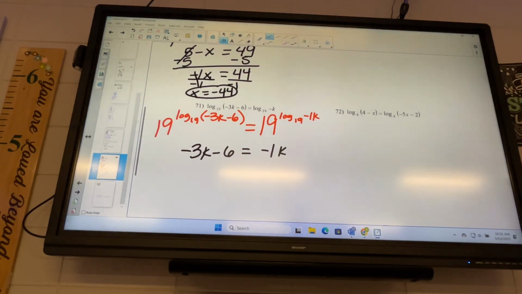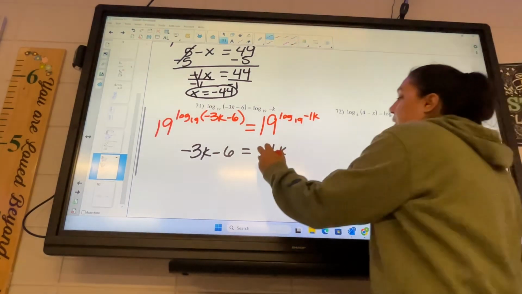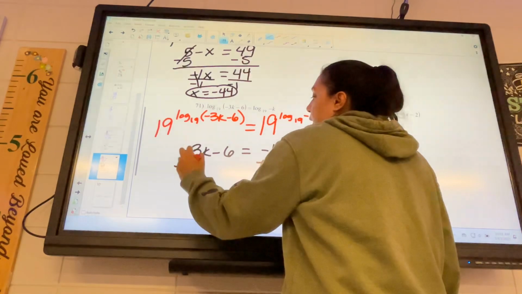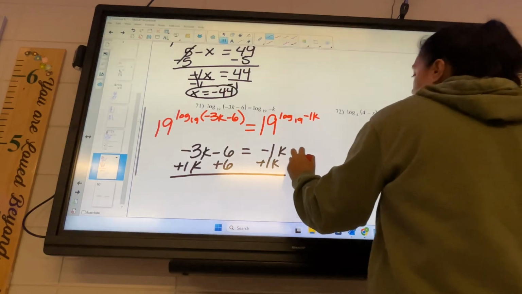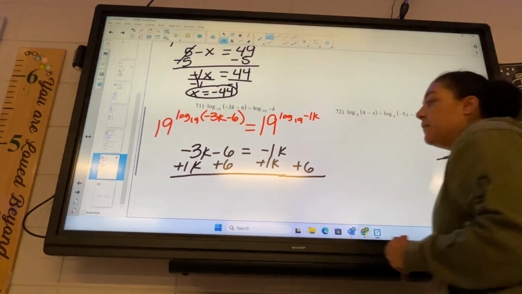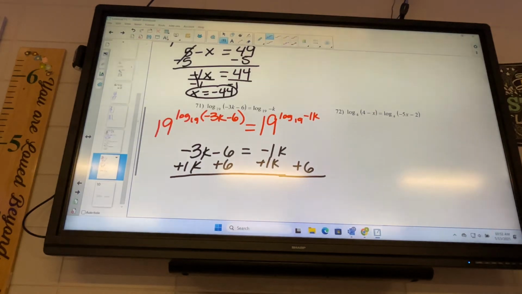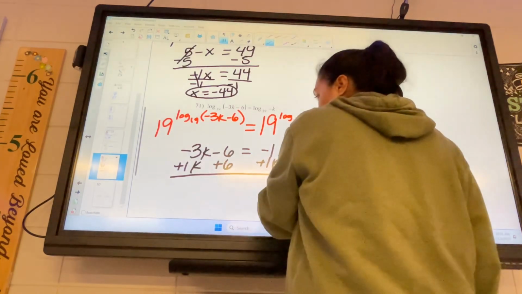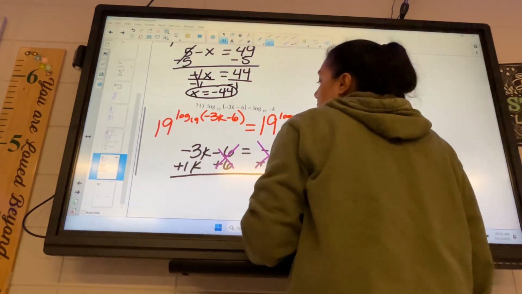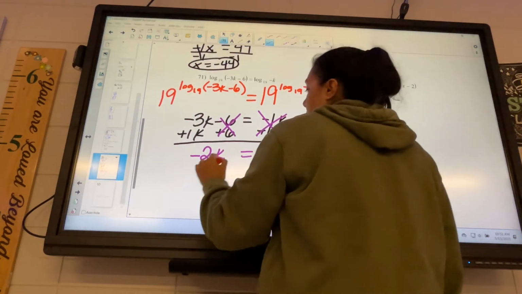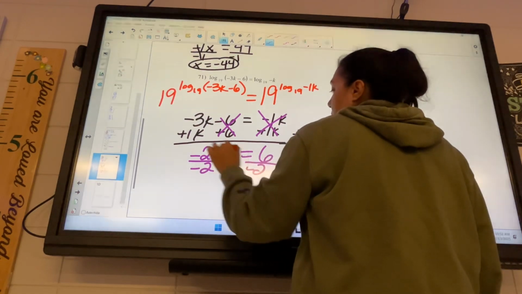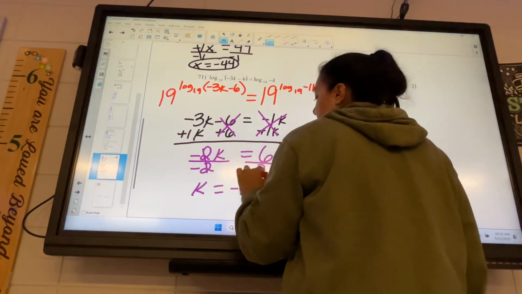Okay, who needs moved? We need to move things around. The 1k needs to go on the other side, perfect, and the negative 6 needs to go on the other side. Where do I put the negative 6 though? After the 1k. Now if that is confusing to you, I would say add a 0 after the 1k. Who's gonna cancel out? So I got negative 2k equals 6. Divide by negative 2. So we get k equals negative 3.